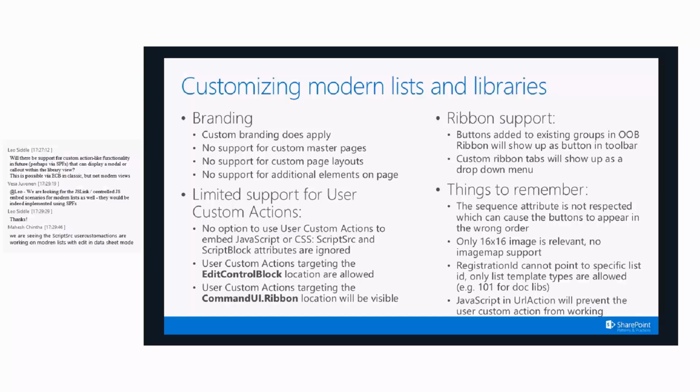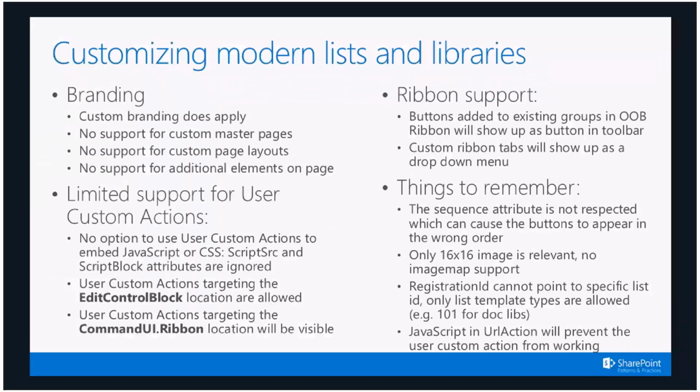So what actually happens is that the page calls the REST endpoint to ask for the custom actions for the list, and the REST endpoint returns the custom actions in a particular order. And that order is not respecting the sequence attribute that you can specify in your custom action XML. Hence, it's also not correctly ordered. There are plans to improve this behavior.